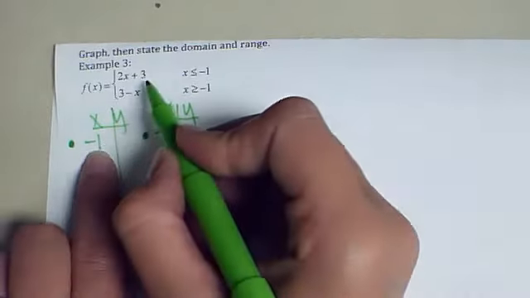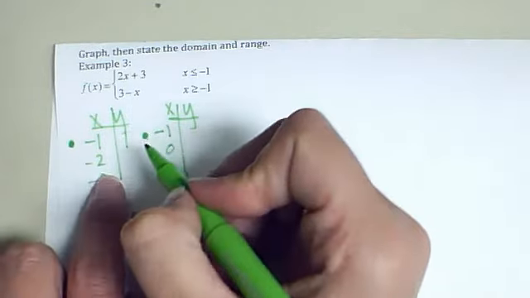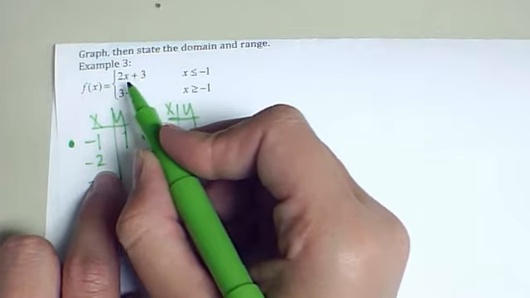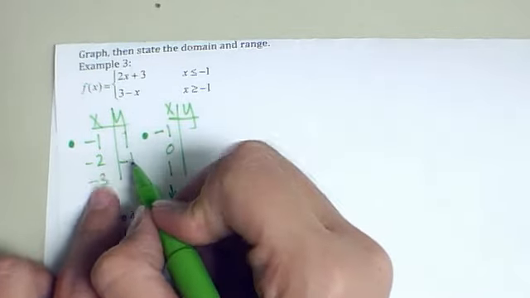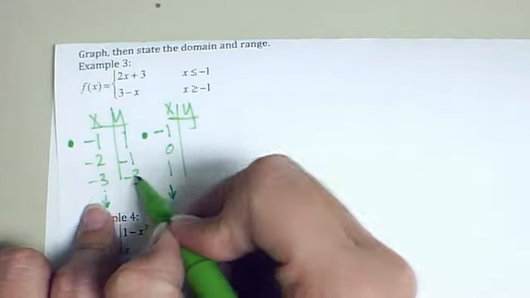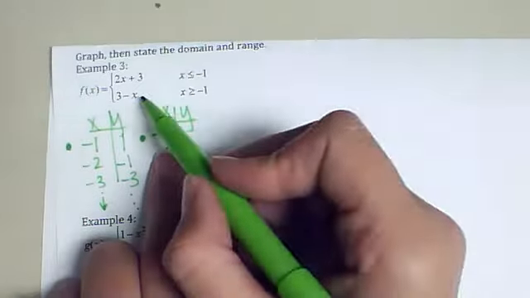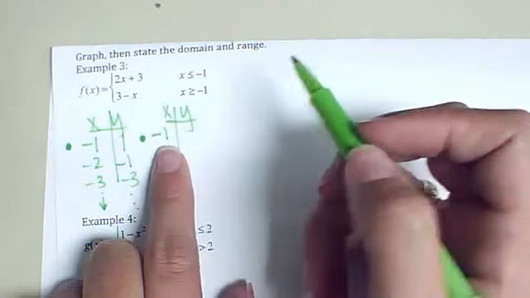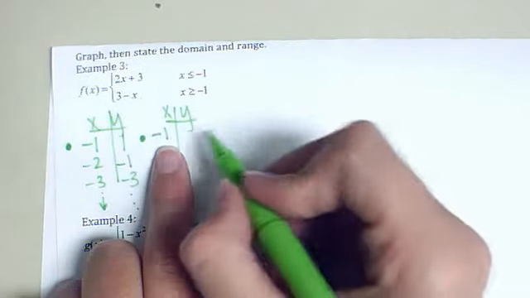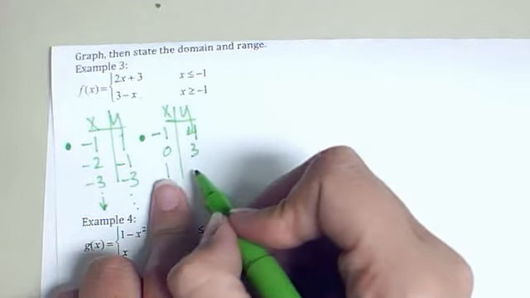Starting here with the first graph. Negative 1 times 2 is negative 2 plus 3 is 1. Negative 2 times 2 is negative 4 plus 3 is negative 1. Negative 3 times 2 is negative 6 plus 3 is negative 3, and on and on. For the other one, I'm going to look at the other piece of my piecewise function. So negative 1 goes in here. 3 minus negative 1, or 3 plus 1, is 4. 3 minus 0 is 3. 3 minus 1 is 2, and on and on.